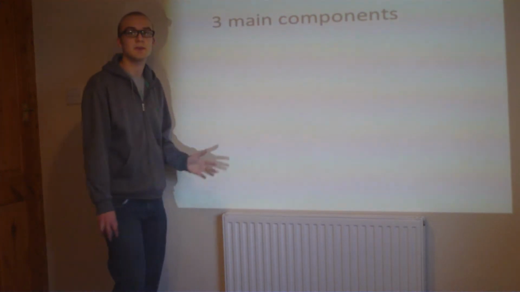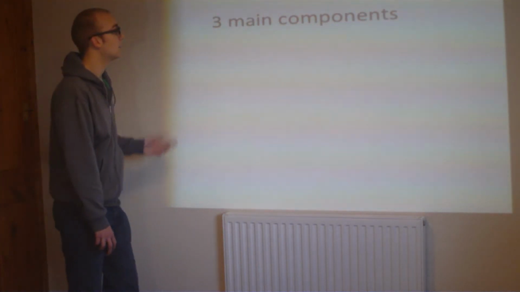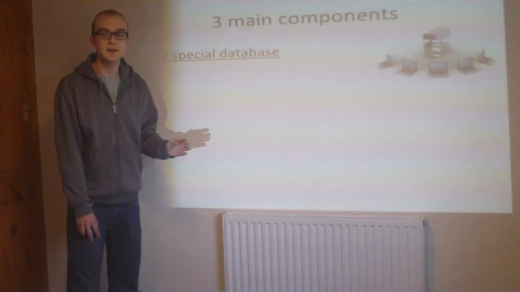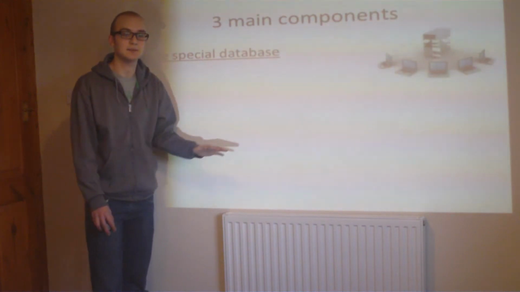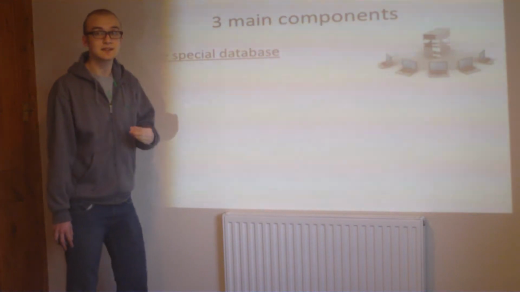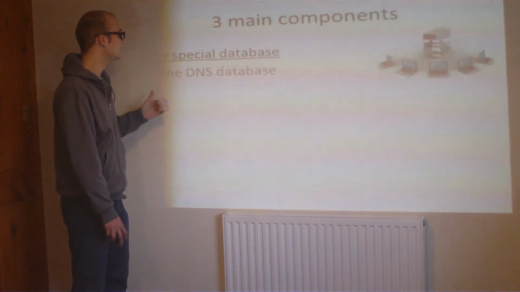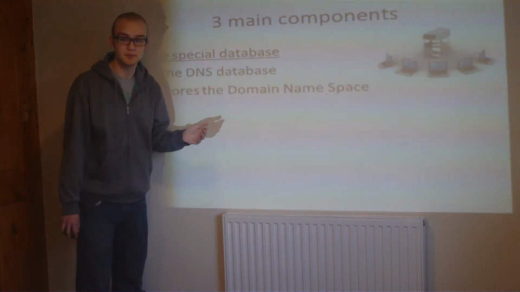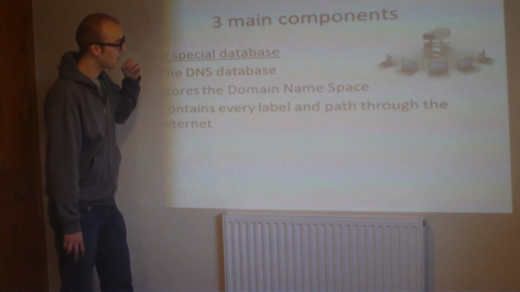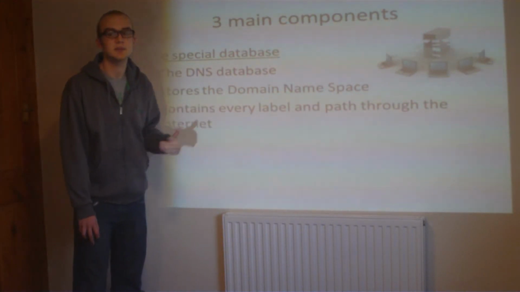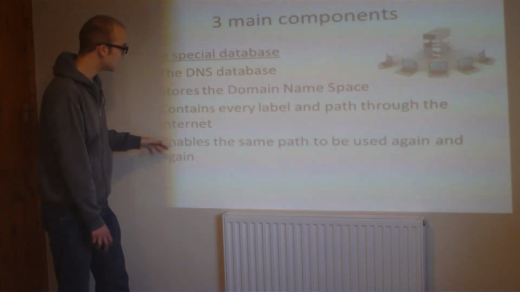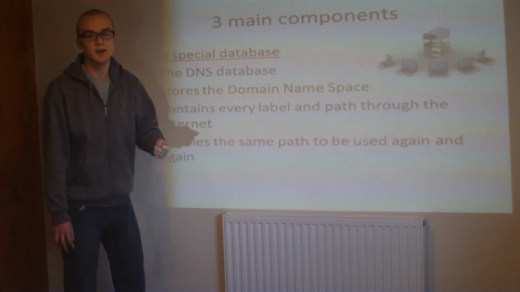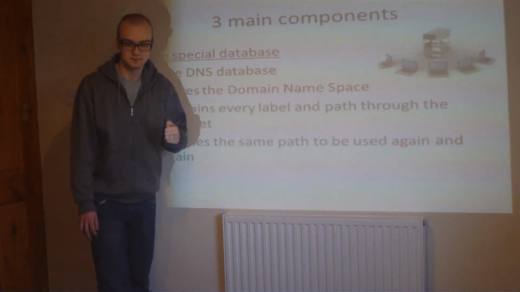So, what are the three main components of the DNS? Well, the first one is the special database. Like anything on the internet, it's made up of databases, so the DNS needs a database, and it's a very important database as it stores the domain namespace, which is the diagram we saw before. So it contains every label and all them paths I was previously talking about. It also enables the same path to be used again and again, solely because it knows where you are and where you want to go, so it'll be able to replicate the same path.